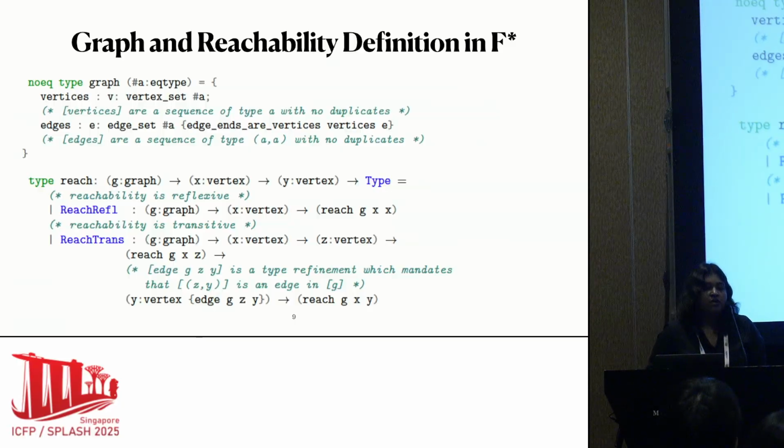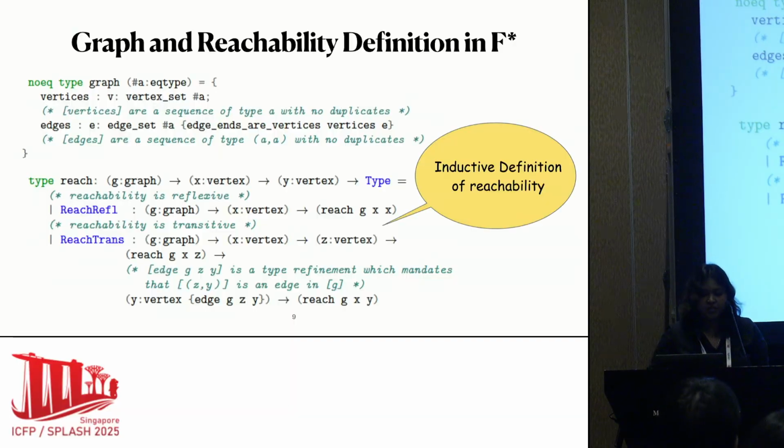Okay, now we need to understand the layers one by one. So the first layer: graph reachability and its definition in F*. So how do we define the graph? In F*, we define the graph as a record data type with vertices and edges. And reach is actually a predicate.